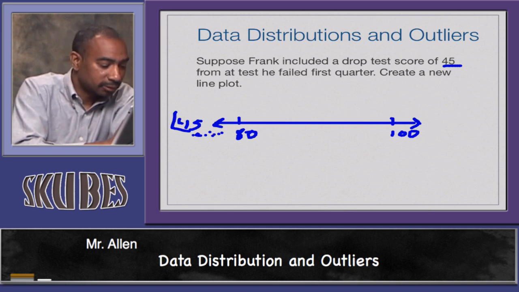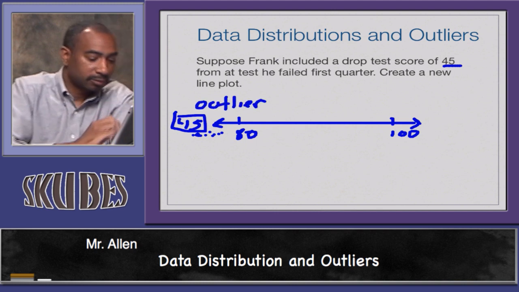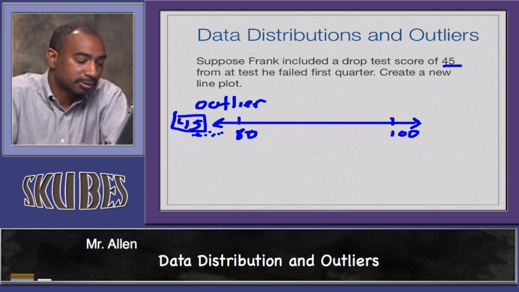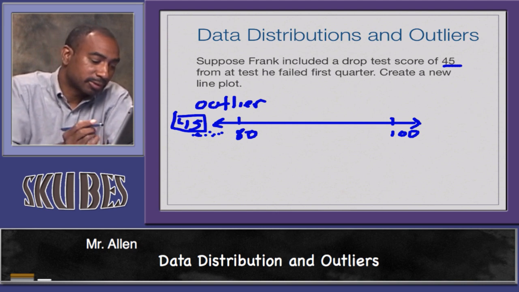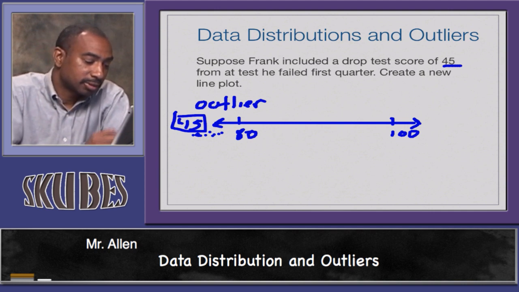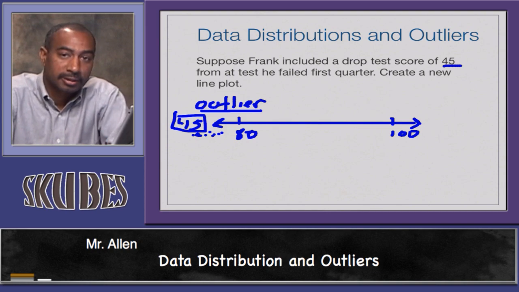So this will be called an outlier because it's far away from the other scores. It's not around the clusters of the other scores. Most of the scores are between 80 and 100. But since 45 is so far to the left, it's an extreme score. We call that an outlier. This concludes our lesson for today.